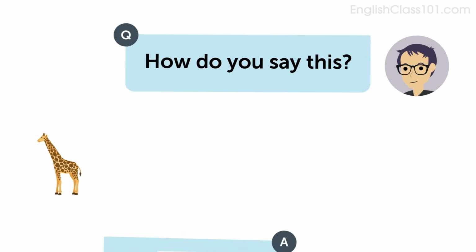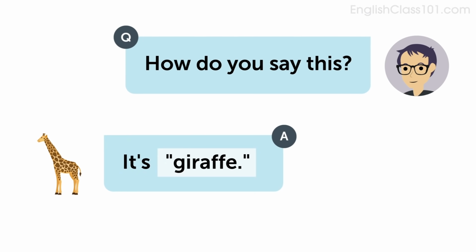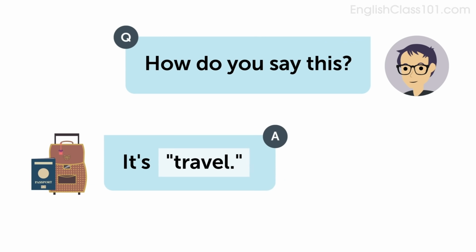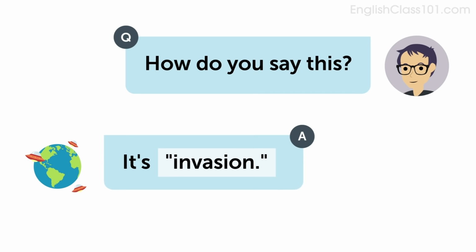Let's look at some examples. Listen and repeat or speak along with the native speakers. How do you say this? It's giraffe. How do you say this? It's travel. How do you say this? It's invasion.